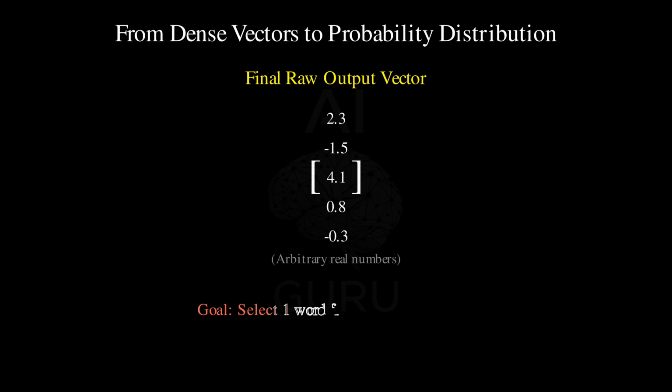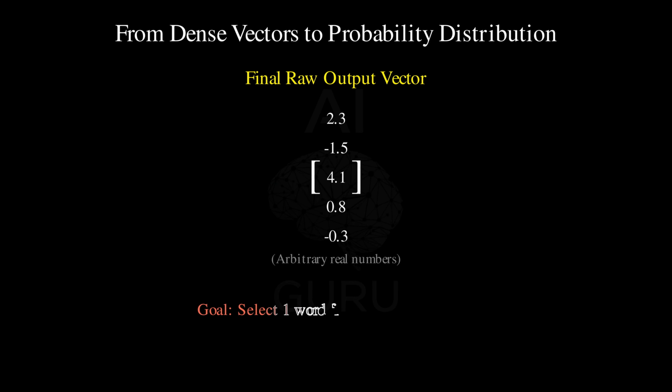But our goal is discrete. We need to select the single, most probable next word from a finite vocabulary of, say, 50,000 words. How does the system make the jump from that raw vector of arbitrary real numbers to a rigorous probability distribution? The softmax function is the crucial mathematical bridge.